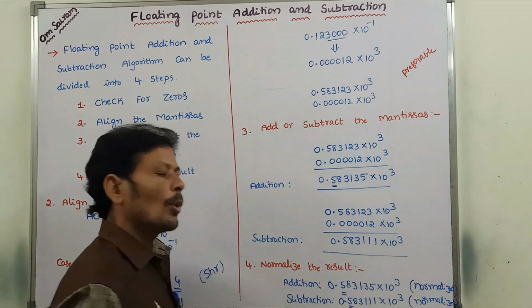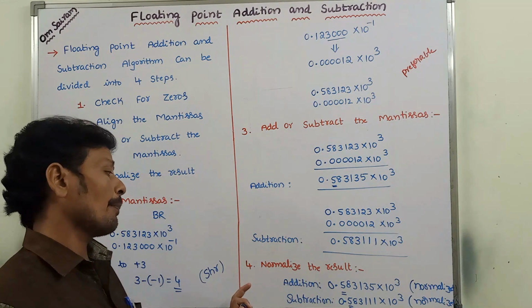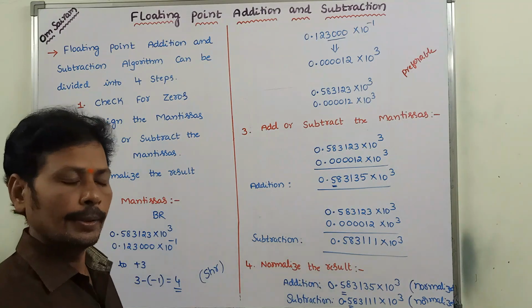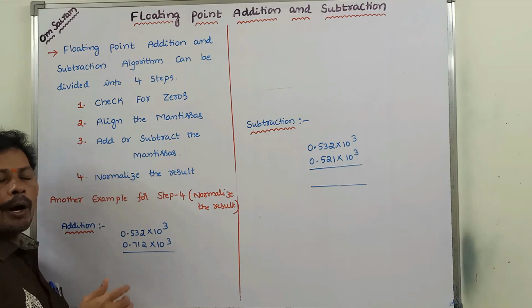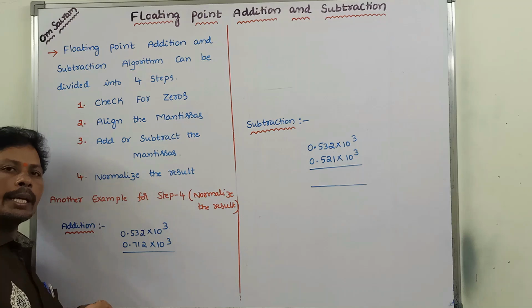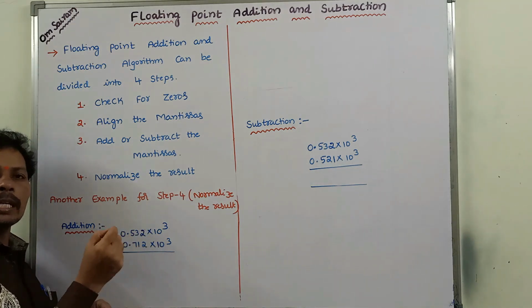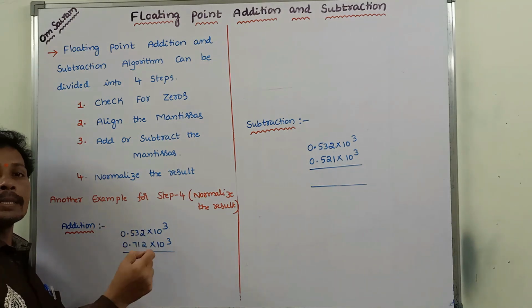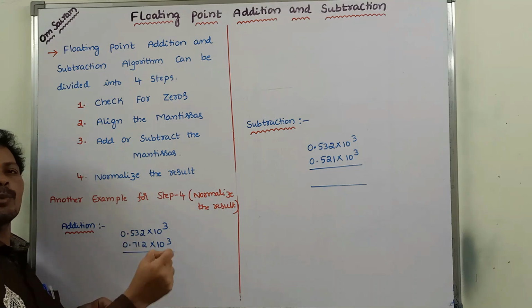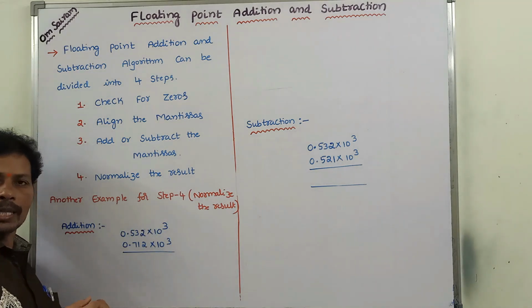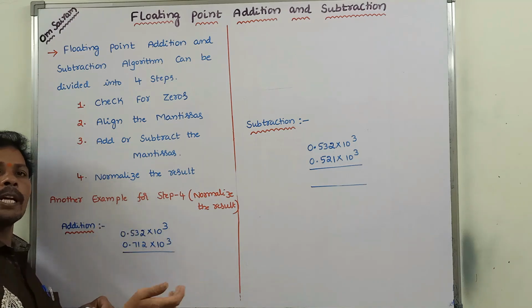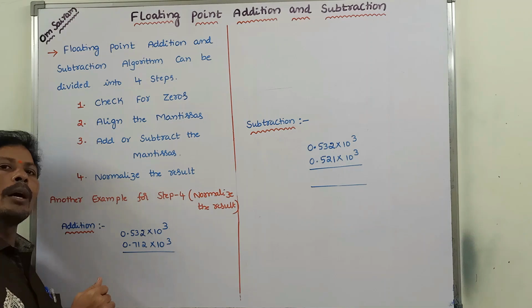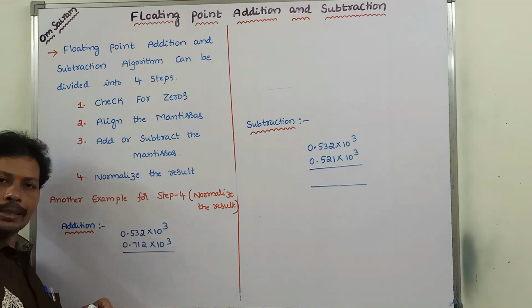Okay. Now, we can go for another example for the fourth step. In the previous example of step 4, after performing the addition operation, in the result we are getting, the most significant bit of the mantissa is a non-zero value. Hence, we can say that the result is normalized. While performing the subtraction operation also, the most significant bit value is a non-zero value. Hence, we can say that the result is normalized.